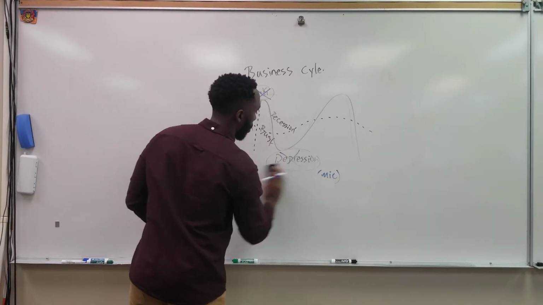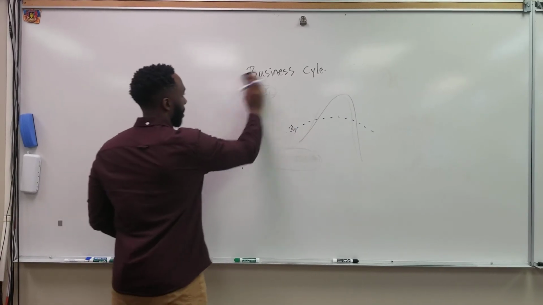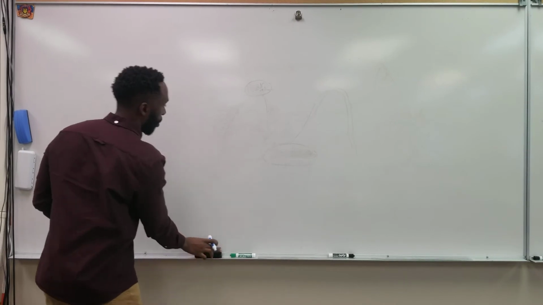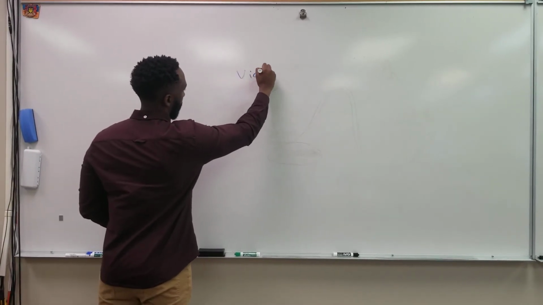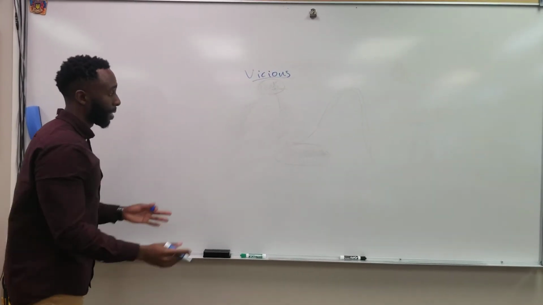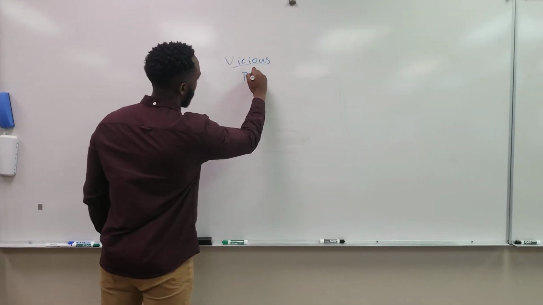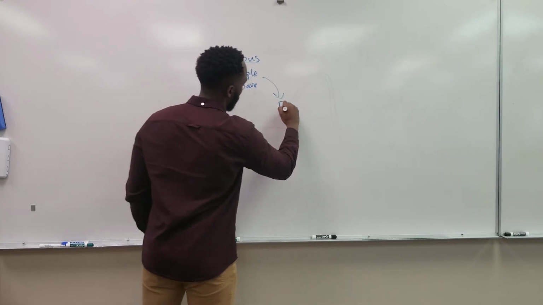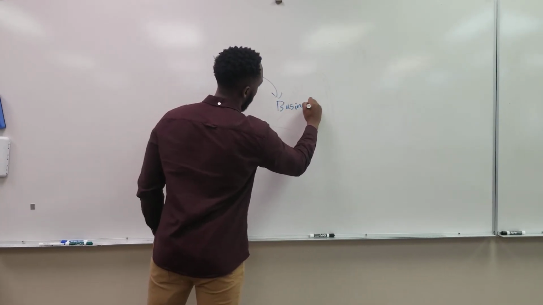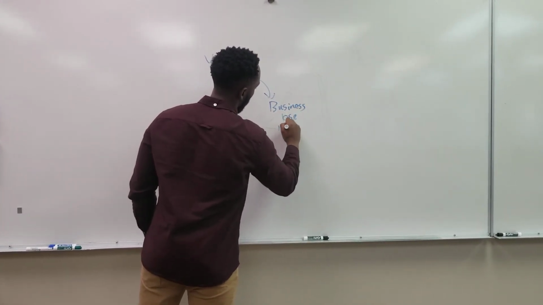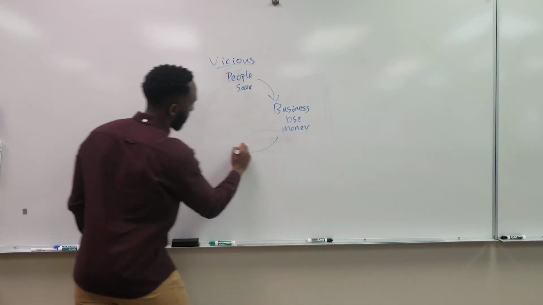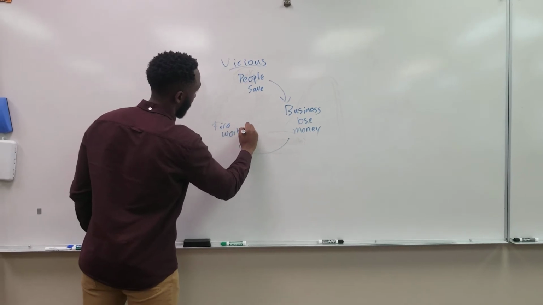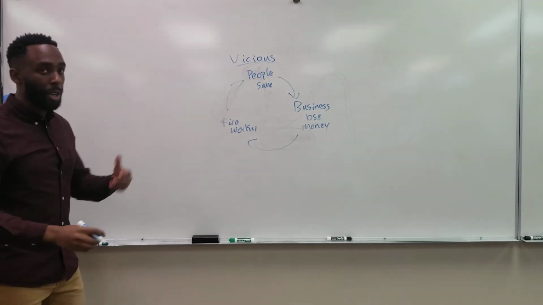The last thing we talked about with Keynesian economics is the vicious and virtuous cycle. The vicious cycle essentially looks like this. People save money, and by saving money, businesses lose money. When businesses lose money, they fire workers. And when you fire workers, they also save money.